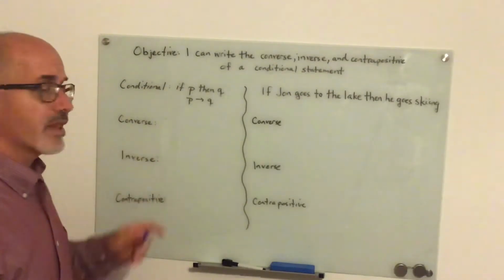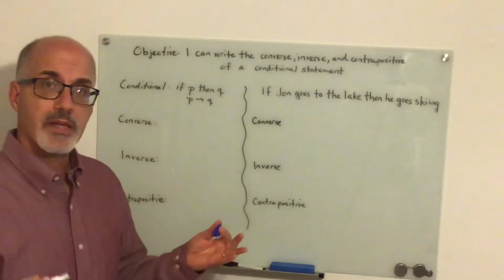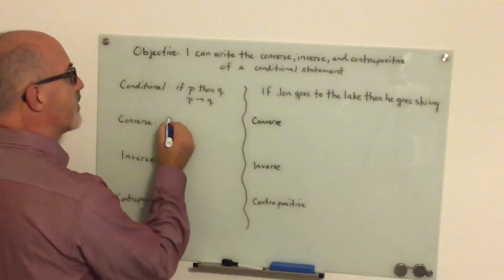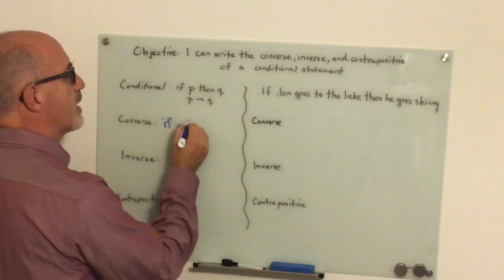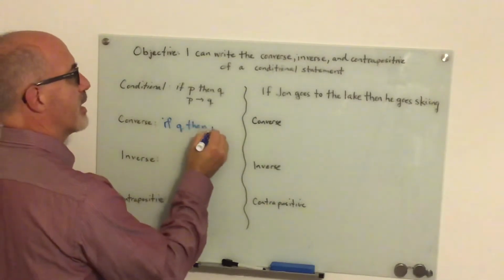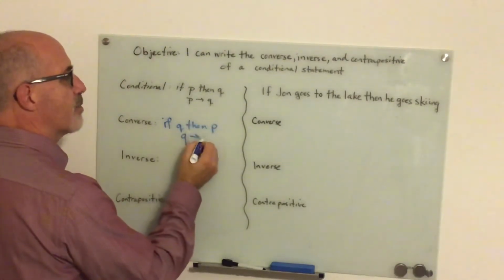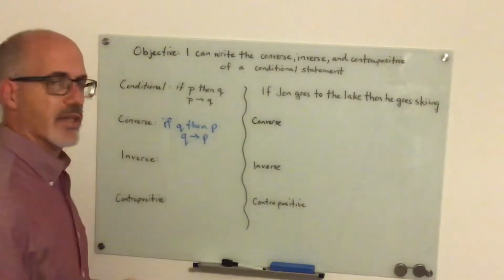When we want to write the converse, you swap the hypothesis with the conclusion. So you would write if Q then P. And if we wrote that out with the implies, it would be Q implies P.